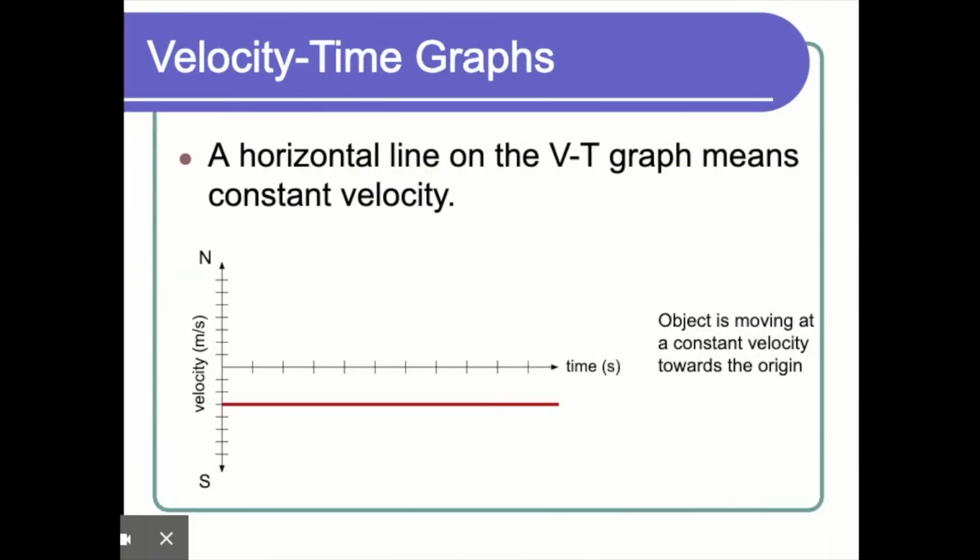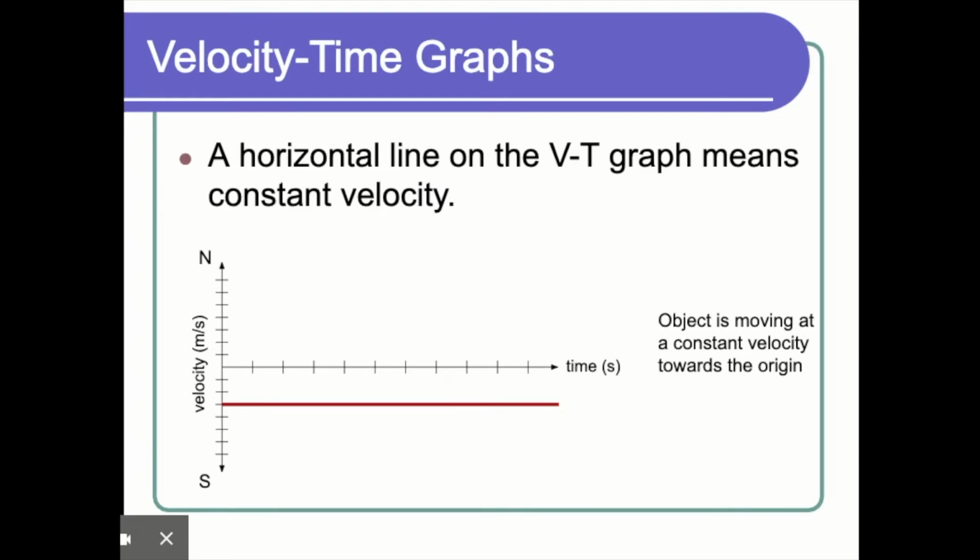Here's another example. This time we see that we have a negative velocity. We see that our negative velocity is negative 3 meters per second. We see it's a horizontal line. Horizontal line tells us constant velocity. Negative is going to tell us that we're moving towards the origin.